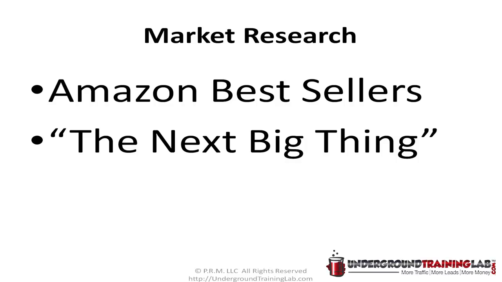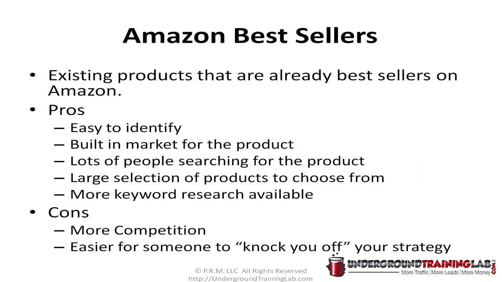Now let's talk about the basics of video number 1. This is our Amazon research phase, and I have 2 strategies that I use. I use the Amazon bestseller strategies for picking products, and then I also use something that I call the next big thing. The Amazon bestseller strategy is where you use existing products that are already bestsellers on Amazon for your research.